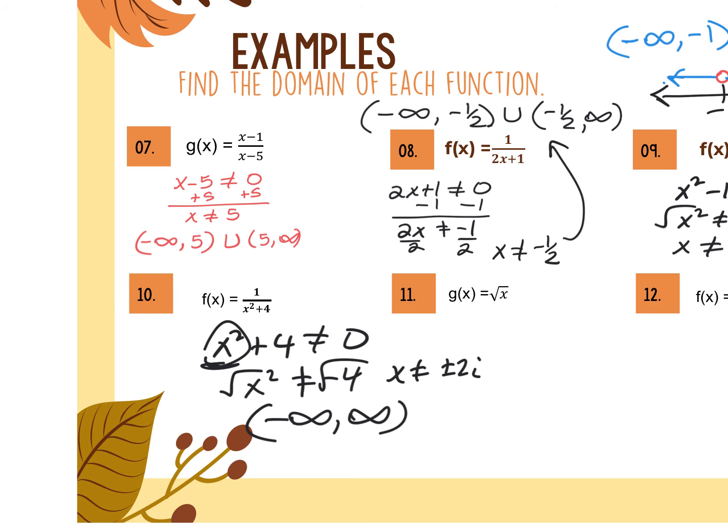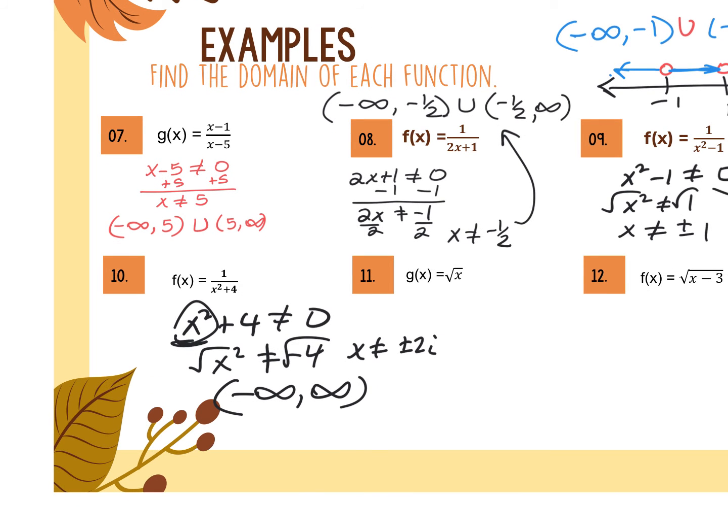Now, when it's a radical and there's not a fraction, what we do is we take what's under the radical, not the radical, and make it greater than or equal to 0. Because we don't want the number under here to be negative. We don't want a negative number, so that's why greater than or equal to 0 is positive. So this would mean that the domain here is going to be from 0 to infinity. When it's greater than or equal to, it gets a bracket around 0.